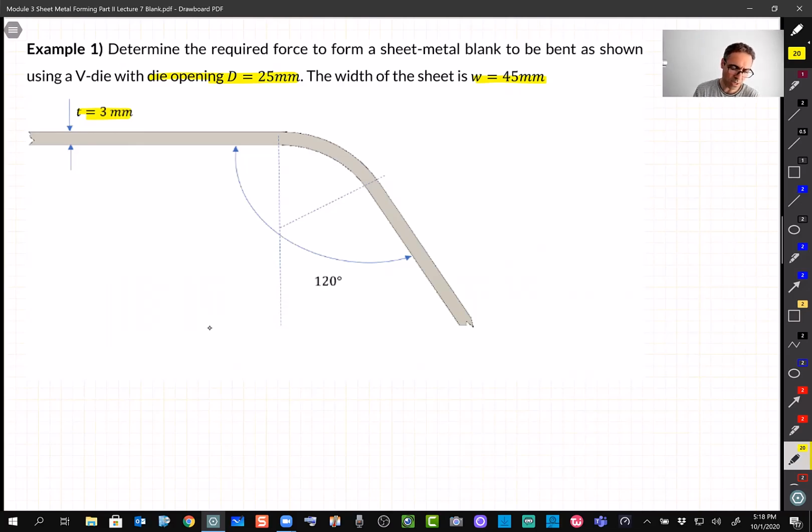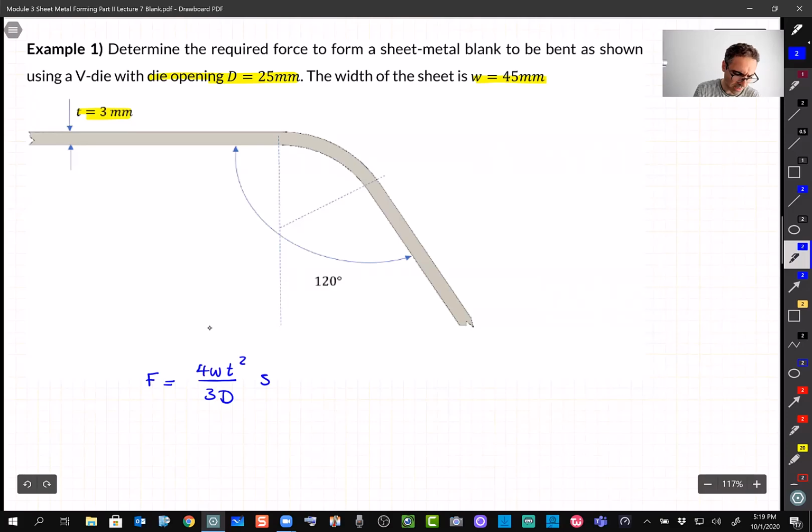Of course, it's a V die, and we know which formula we need to use, right? So I write down over here, F, the force that I need, is going to be 4 W T² S ultimate tensile over 3 D. I replace those for the width: we set 45, thickness 3, and the opening is 25.